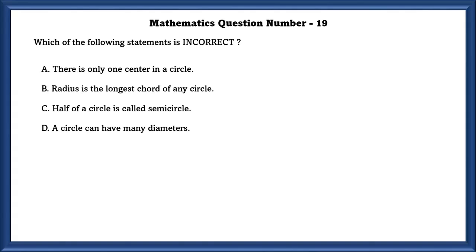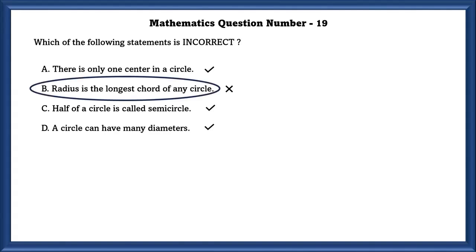Mathematics question number 19. Which of the following statement is incorrect? There is only one center in a circle. This is true. Radius is the longest chord of any circle. Wrong. Half of a circle is called a semicircle. That's true. All circles can have many diameters. That is also true. So B option is the incorrect option. So the actual answer is diameter. Diameter is the longest chord of any circle.